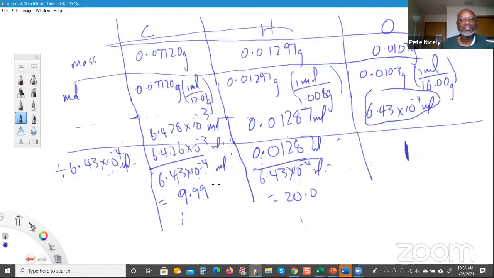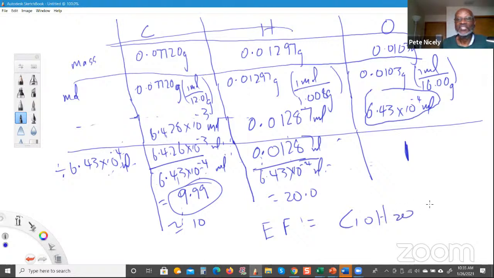So, of course, this here is very close to 10. So we can approximate that to 10. So therefore, the empirical formula here is equal to C10H20O.